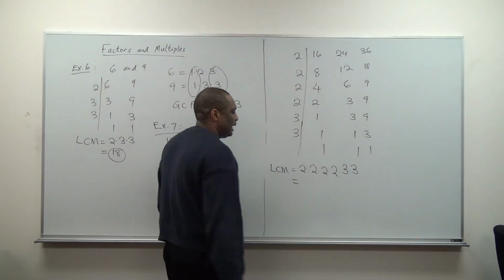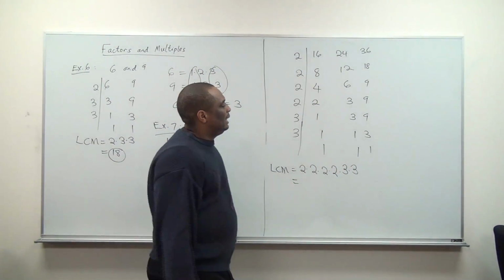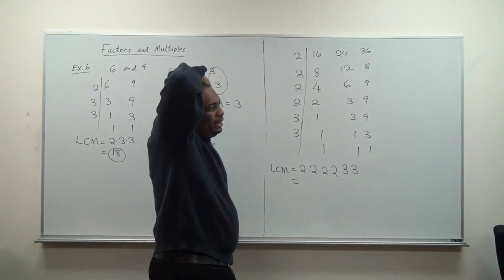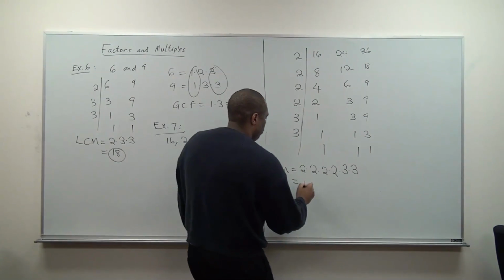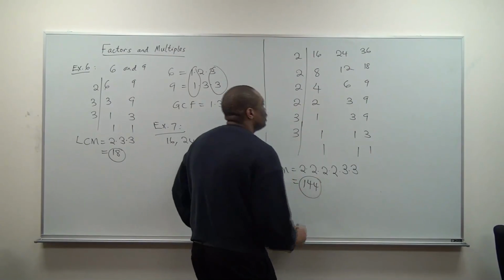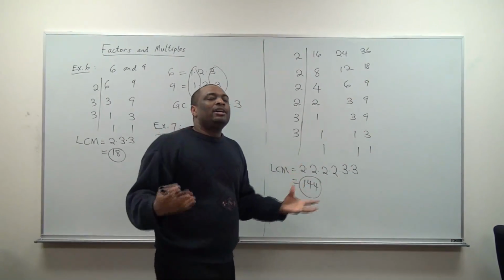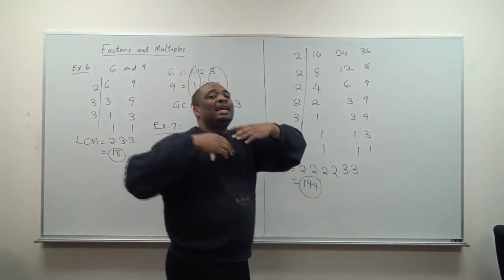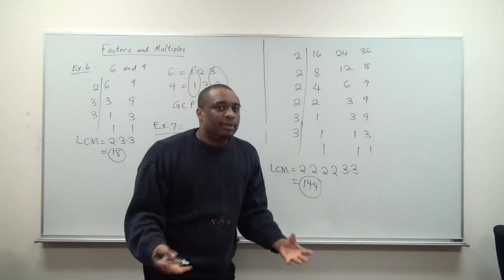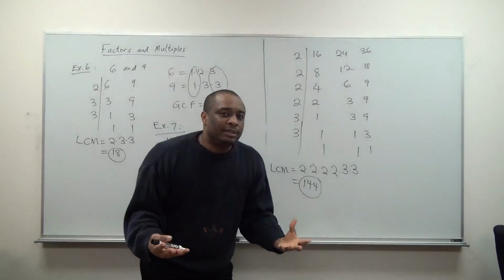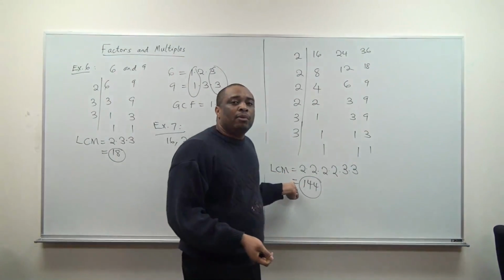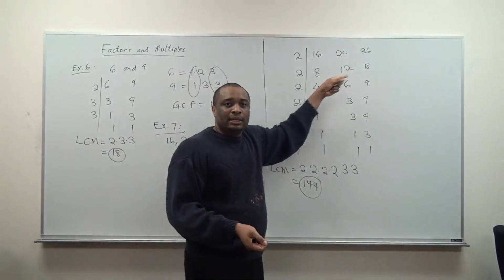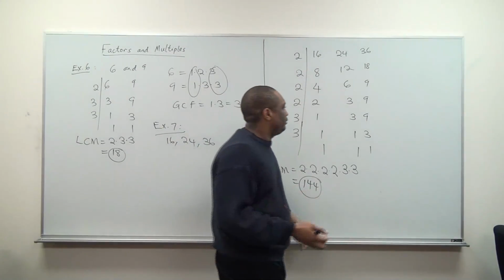2 times 2, 4 times 2, 8 times 2, 16 times 3, 48 times 3, 144. So this tells us that 16, 24, and 36 have several common multiples. But the least common multiple of these 3 numbers altogether is 144.